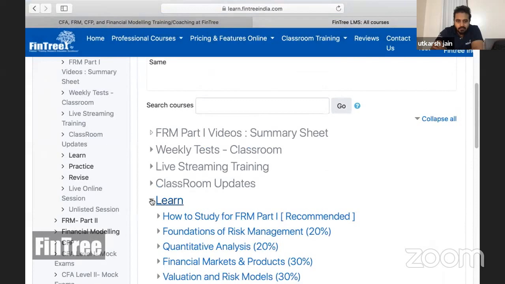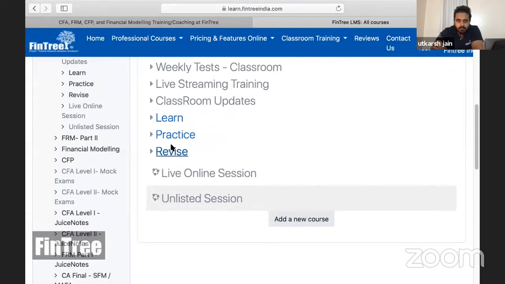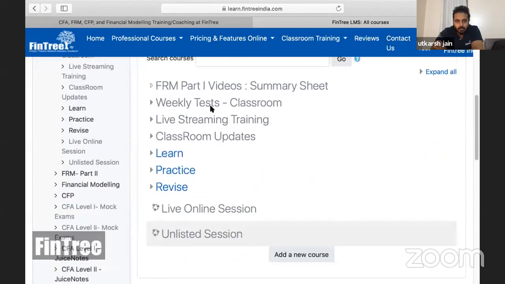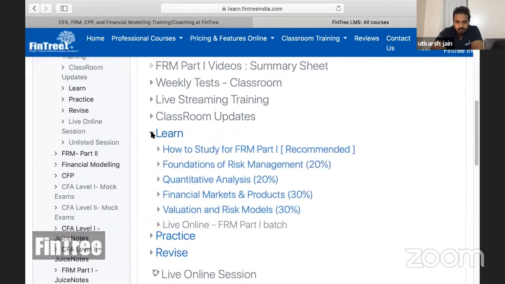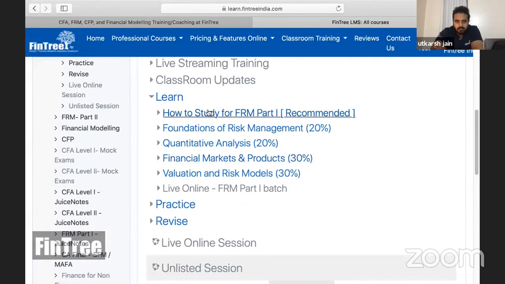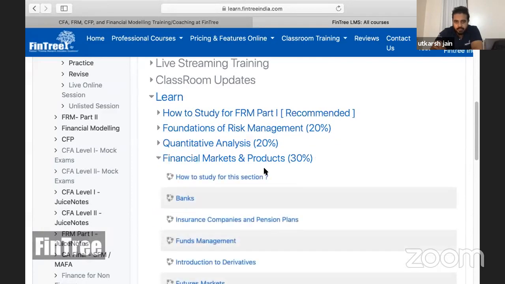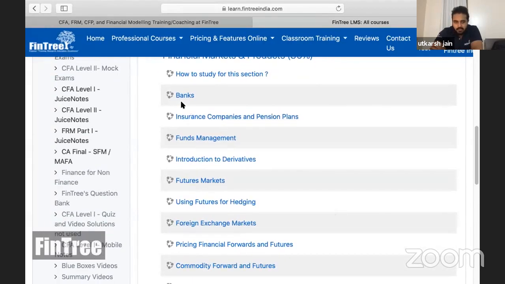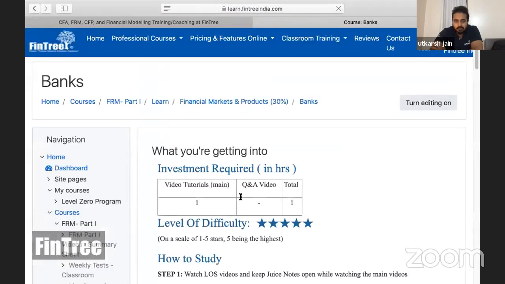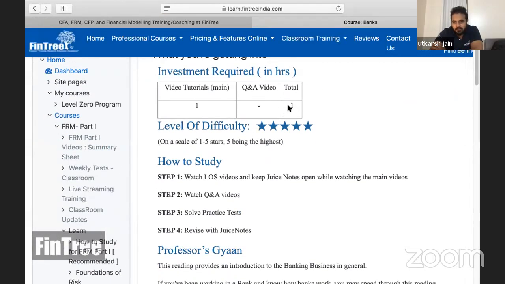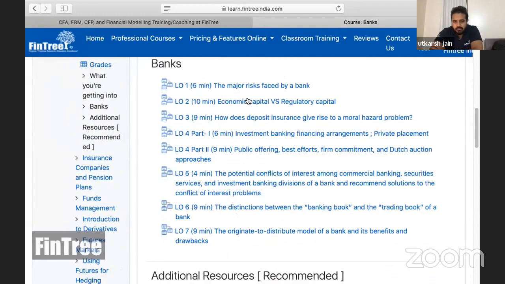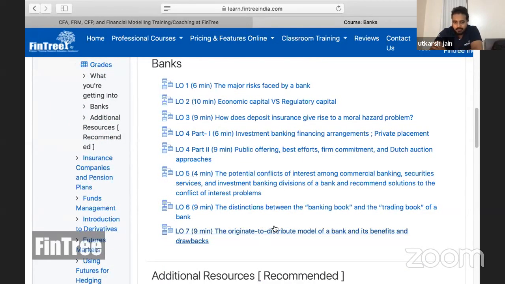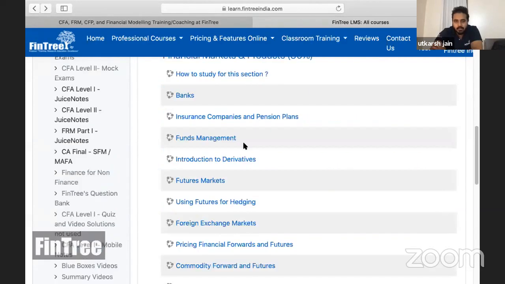All right, so this is the FinTree LMS. You should be able to see these three blue icons within your FRM Part 1 login: learn, practice, and revise. In the learn window, I want you to go to financial markets and products. And these are the topics that we are starting in sequence. So you're going to start with banks. Here, it requires you to invest roughly an hour to go through this topic, and you're just going to go through all of these learning outcomes. So that's roughly the sequence.